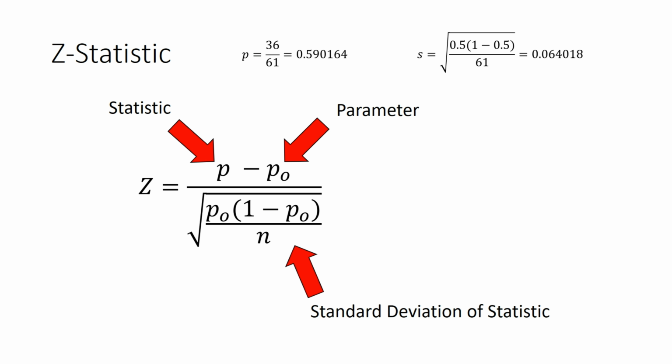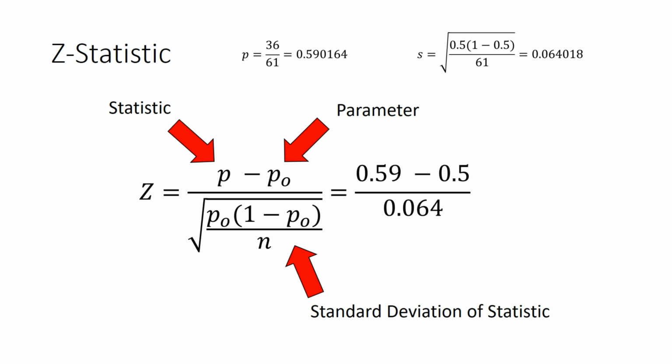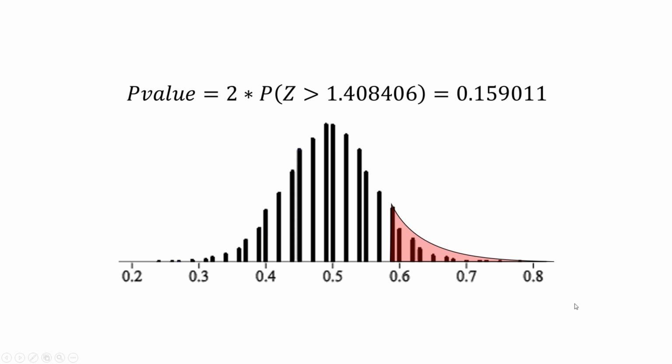Now, armed with the proportion and the standard deviation of the statistic, we can plug it into our formula, and we get 0.59 minus 0.5 over 0.064, and then I will snap my fingers, and we get an answer for our z statistic, which is 1.408406. With the z statistic, we can now take a two-sided test, where our p-value is equal to 2 times the probability that z is greater than 1.408406, which is going to be equal to 0.159.